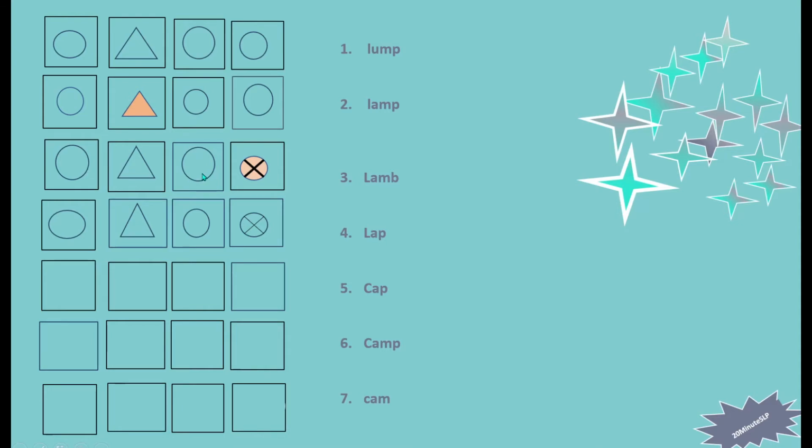Ul, A, P. This one is different. The next word is cap. K, A, P. I'm still missing a sound here. So I'll leave the X on that spot. K, Ul, A, P, and K, A, P. This one is different.